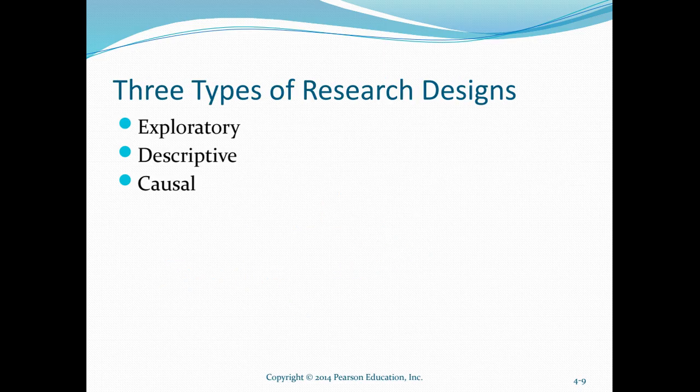Okay, so basically there are three types of research design. One we call exploratory, another one is descriptive, and the third one is the causal. Let's see what these are.